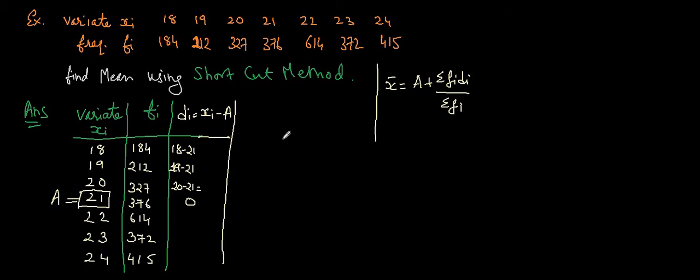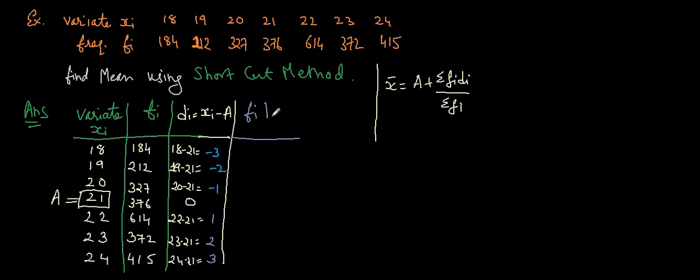So what will be your answer for that? I will change the color so it becomes easy for you to understand. So it is minus 1, here it is minus 2, and here it is minus 3. And here, 22 minus 21, 23 minus 21, 24 minus 21. So here you are going to get 1, here 2, and here 3.